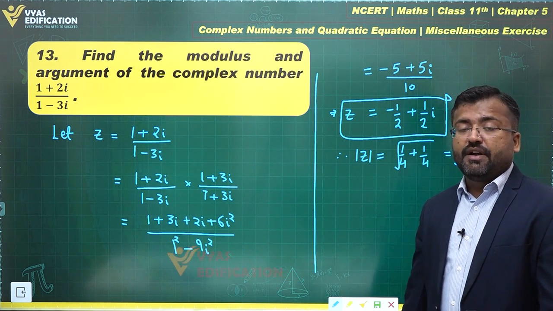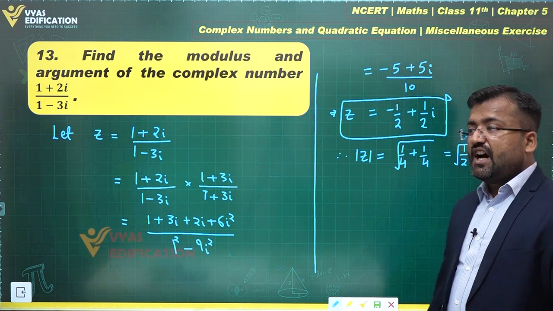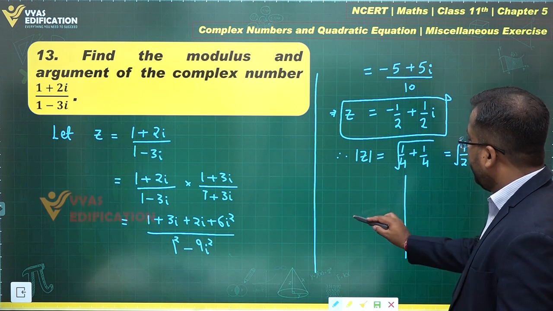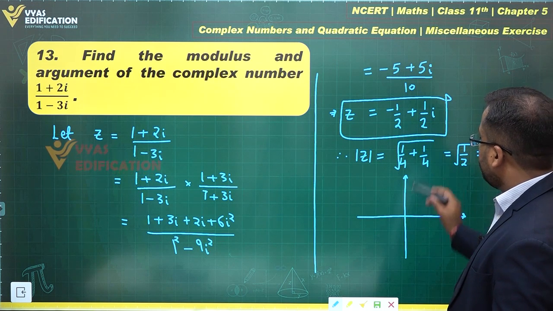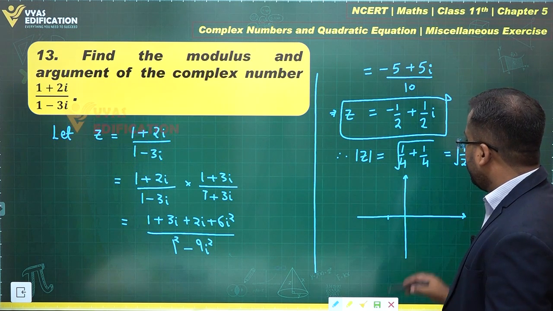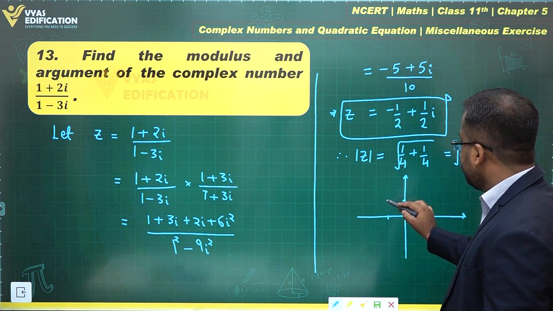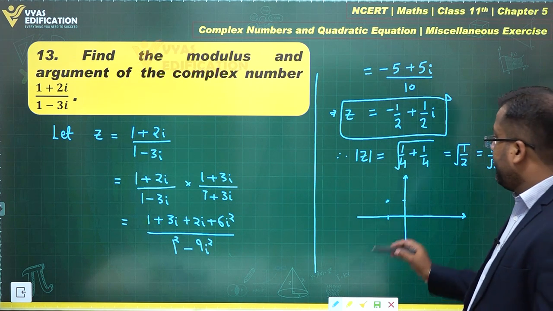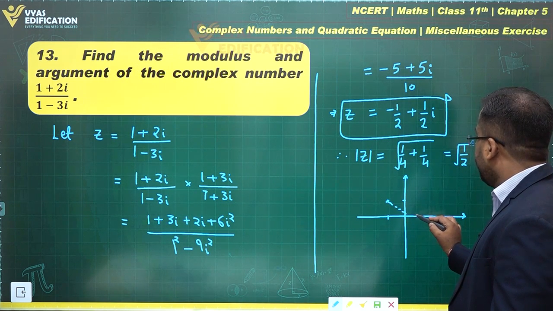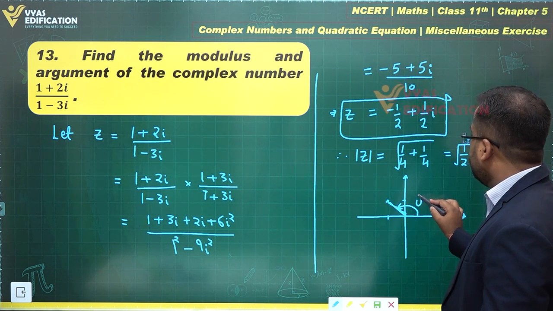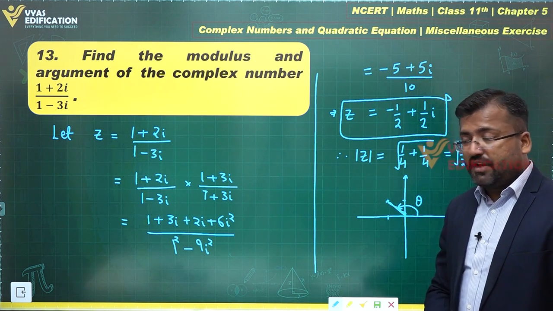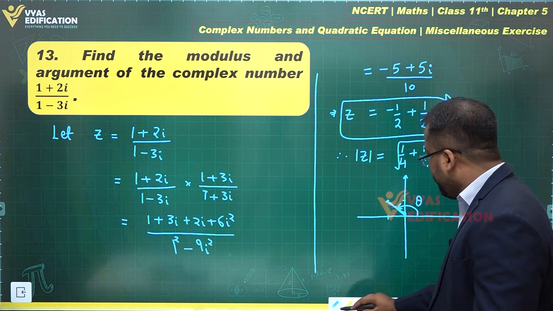For finding the argument, what are we supposed to do? For finding the argument, we are supposed to plot the point in the Argand plane first. Let's plot the point in the Argand plane. This is (-1/2, 1/2). This is -1/2 over here and 1/2 over here. The point lies in this quadrant over here, right? And the argument would be actually this angle theta over here. Theta is the argument.